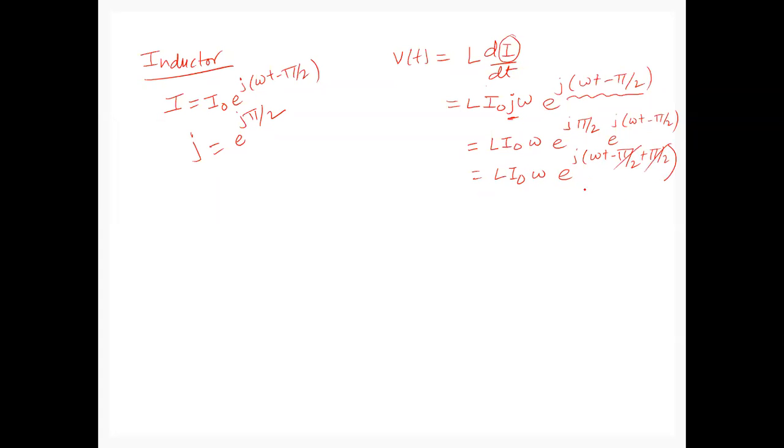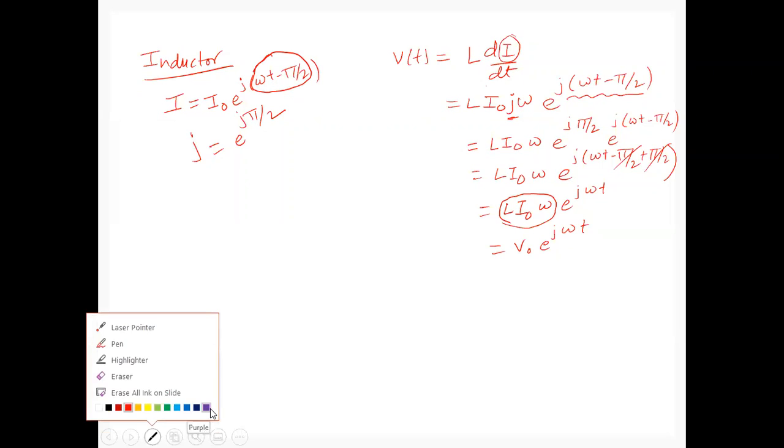So this pi over 2 cancels out. You are left with L I0 omega e to the j omega t. So far so good. Now this guy is called B0 now. This is B0 actually, B0 e to the j omega t. So you started with this here. This is your argument here, right?